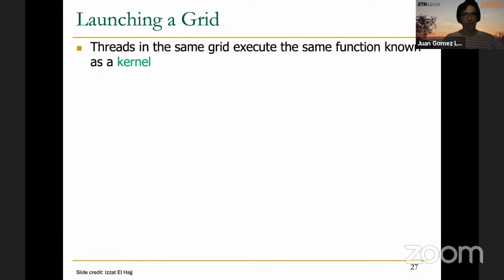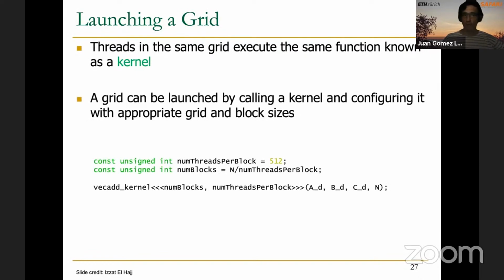Okay, now let's launch a kernel. Threads in the same grid execute the same function, the kernel, and a grid can be launched by calling a kernel and configuring it with the appropriate grid and block sizes. So this is our kernel call. In this case, the kernel is called vecAddKernel. This is the execution configuration, and these are the arguments. In the execution configuration, what we see is the number of blocks and the number of threads per block.